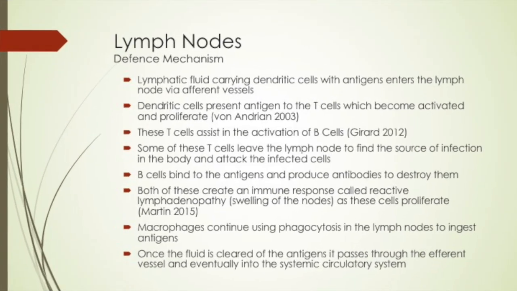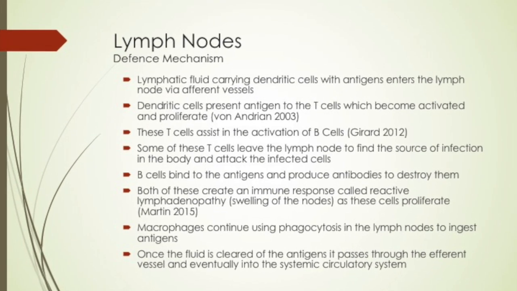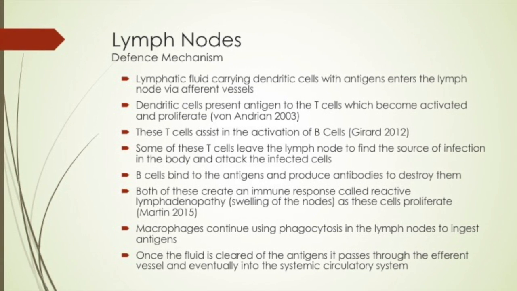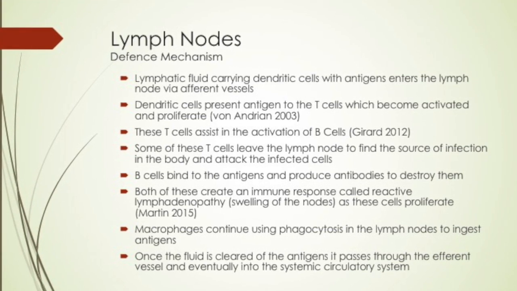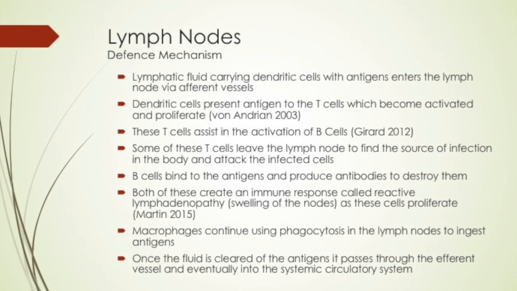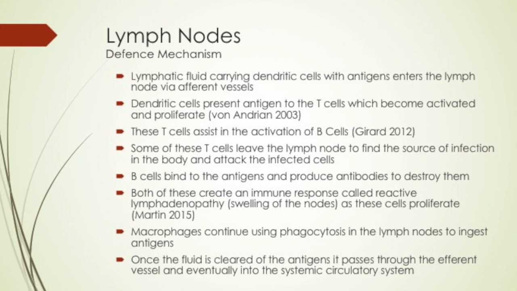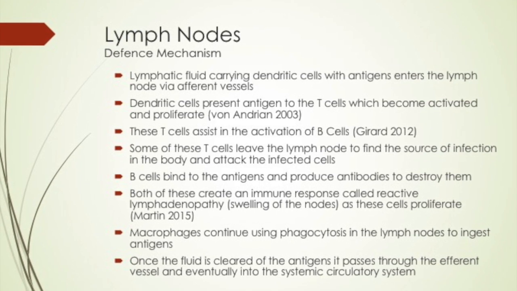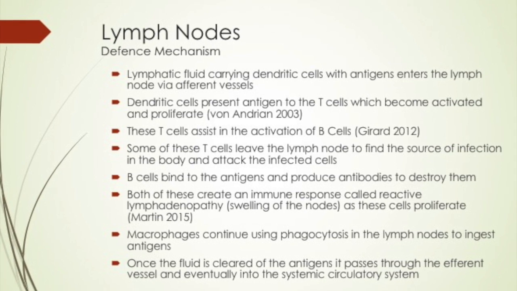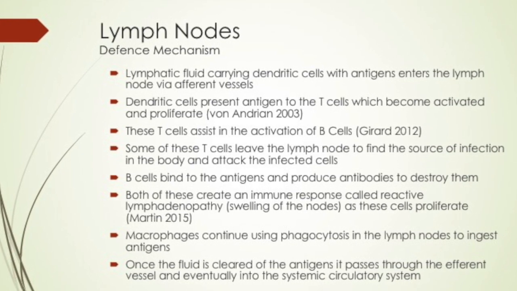Lymphatic fluid carries dendritic cells containing antigens to lymph nodes via afferent vessels and presents the antigens to T cells. These become activated and proliferate, as well as assisting in the proliferation of B cells. Some of the T cells leave the lymph node to find the source of infection in the body and attack the antigens, and B cells with specific receptors bind to the particular antigen and produce antibodies to destroy them.